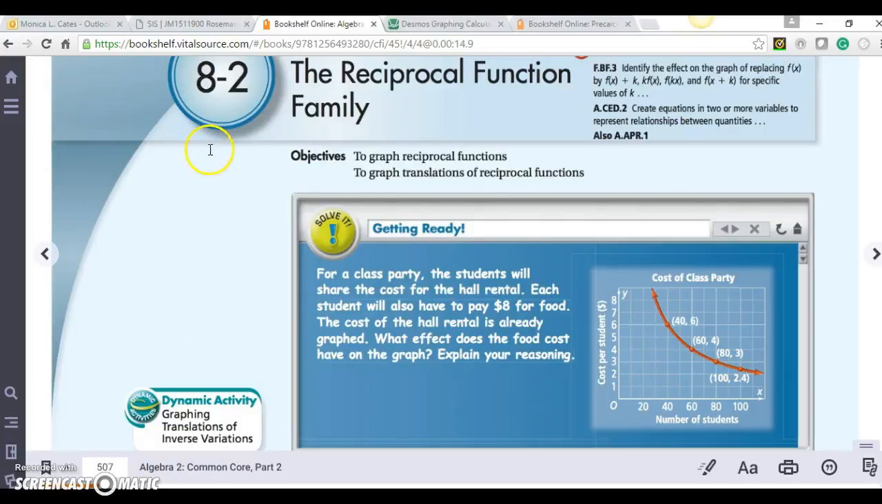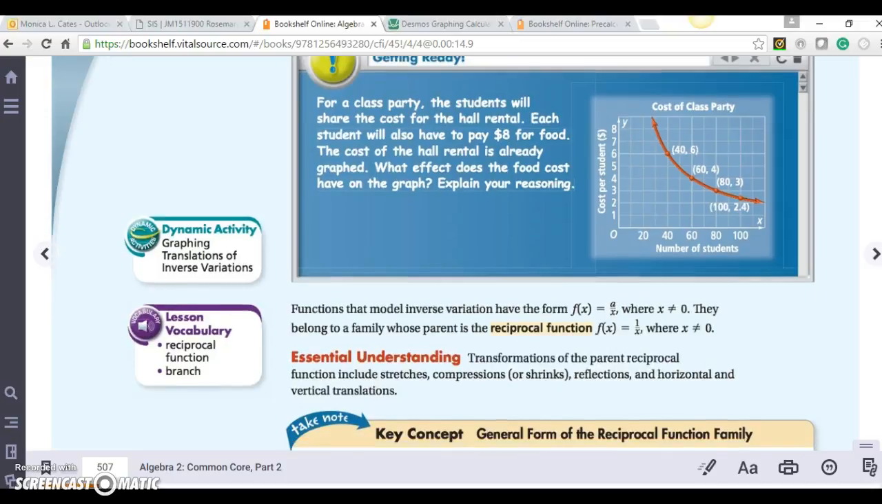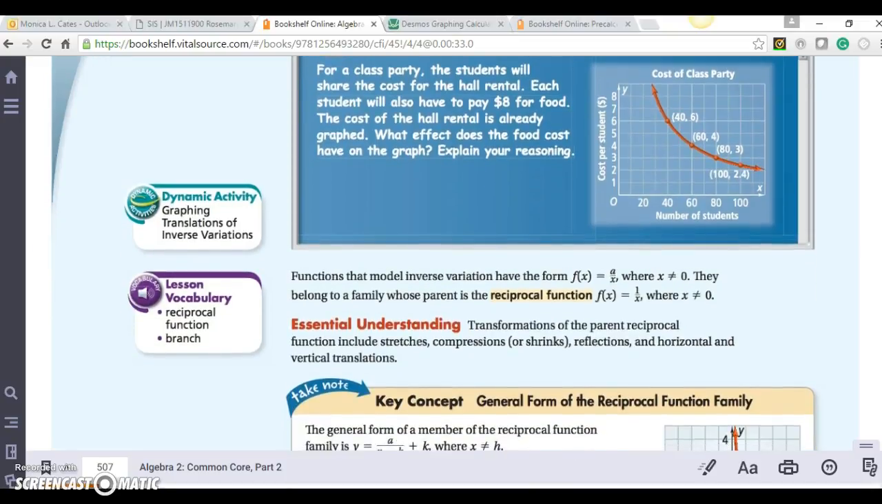Okay, we're looking at lesson 8-2, the reciprocal function family. And we know that functions that model inverse variation, that was from lesson 8-1, have the form of f of x equals a over x, where x is not equal to 0. So x cannot equal 0, or it makes it undefined. They belong to the family whose parent is the reciprocal function, and it looks like f of x equals 1 over x, where x, again, cannot equal 0.